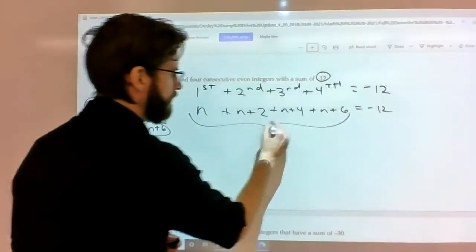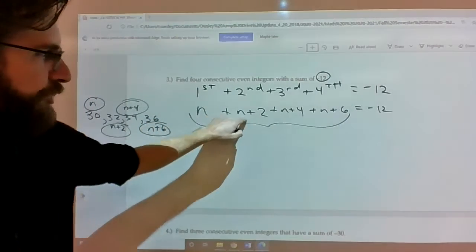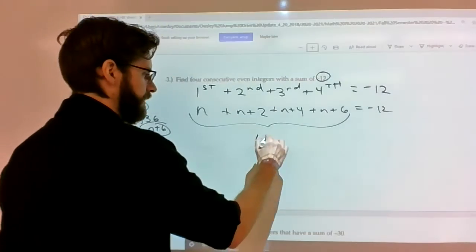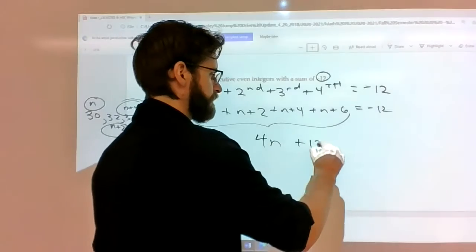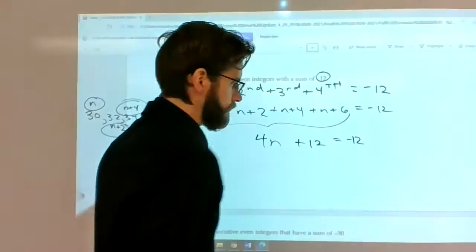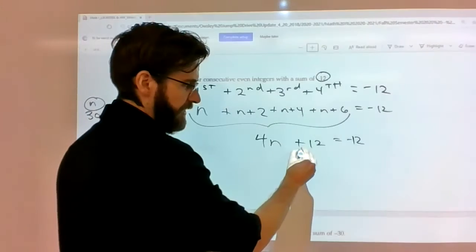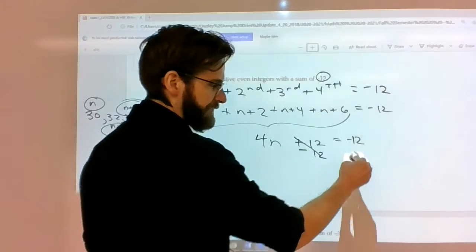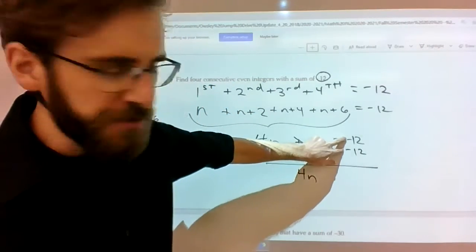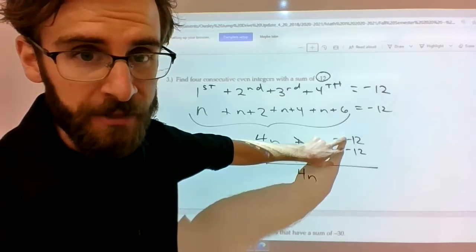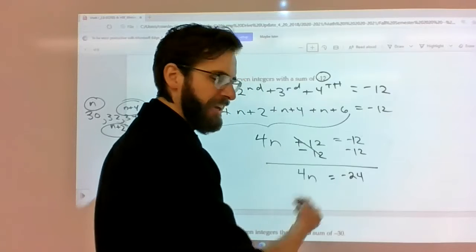All right, once you map this out, now it's just a game of collecting like terms. 1, 2, 3, 4n. 2 plus 4 is 6. 6 plus 6 is 12. And you still got negative 12 on the other side. Subtract 12 from both sides to zero out that left constant. Remember, two negatives means you are going to add the two digits together and then make it negative. Then divide by 4.